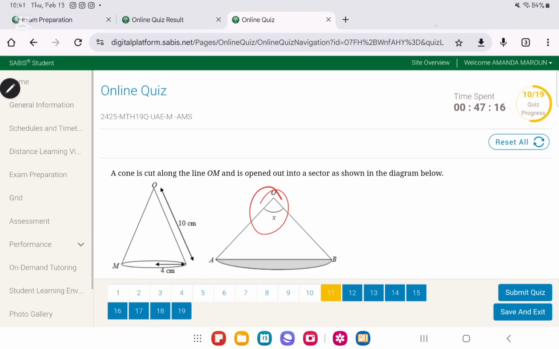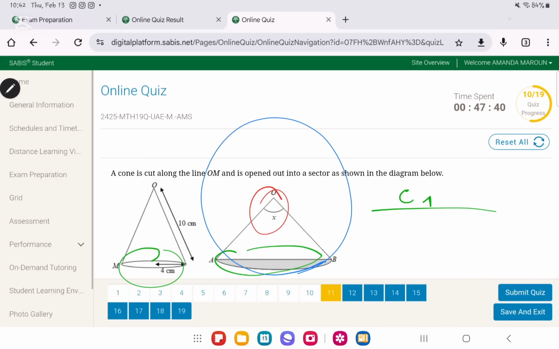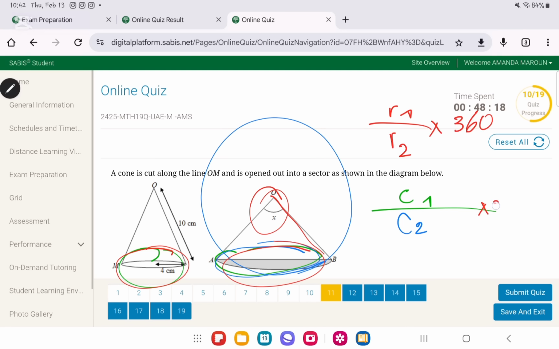We need to find the sector angle X. Very simply, to find the sector angle after opening the cone, you have 2 ways to do this. The first way is you're going to take the circumference of the small circle at the bottom, the small circle of the cone, okay? We're going to call it circumference 1, over the circumference of the whole circle, circumference 2. Or you have another way, which is the same but without the circumference: you're going to take the radius of the bottom, radius 1, over the radius of the bigger circle, radius 2, and for both of them you are going to multiply by 360 degrees.